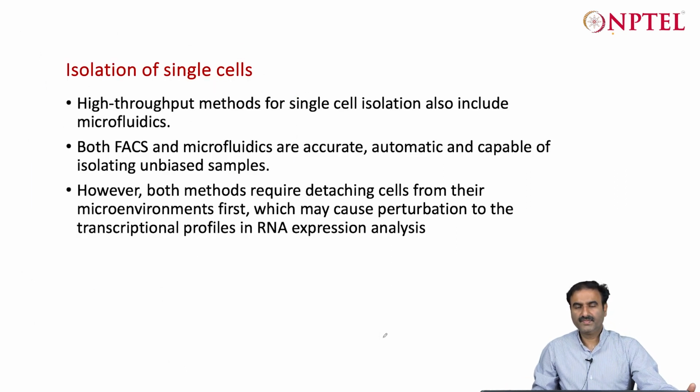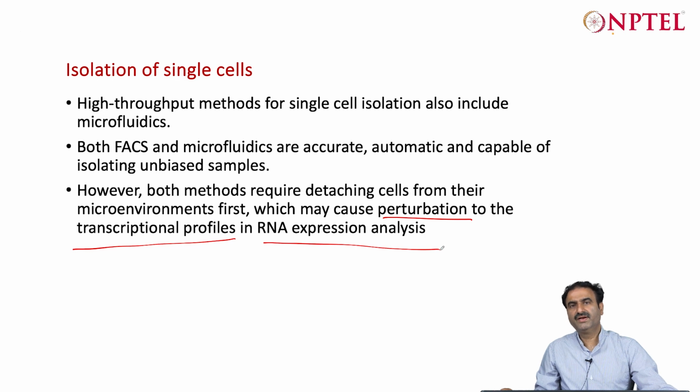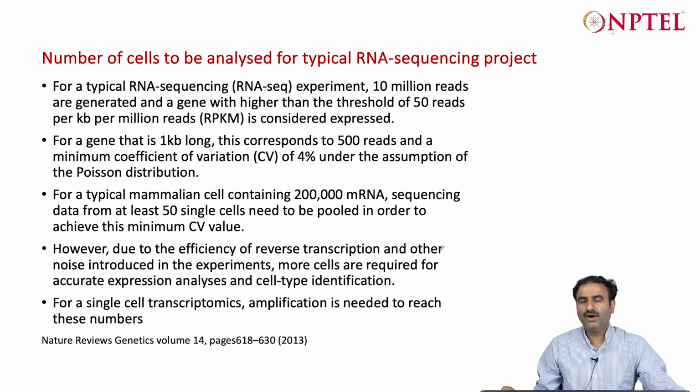Okay, so microfluidics, FACS, micromanipulators, all are good methods for isolating the single cells and detaching from their environment, but that may cause some perturbations in the transcription profile in the RNA expression analysis, which should be minimized, or the methods that do not cause these differences should be used. Okay, so now looking at how many cells may be needed to do the single cell RNA sequencing project.